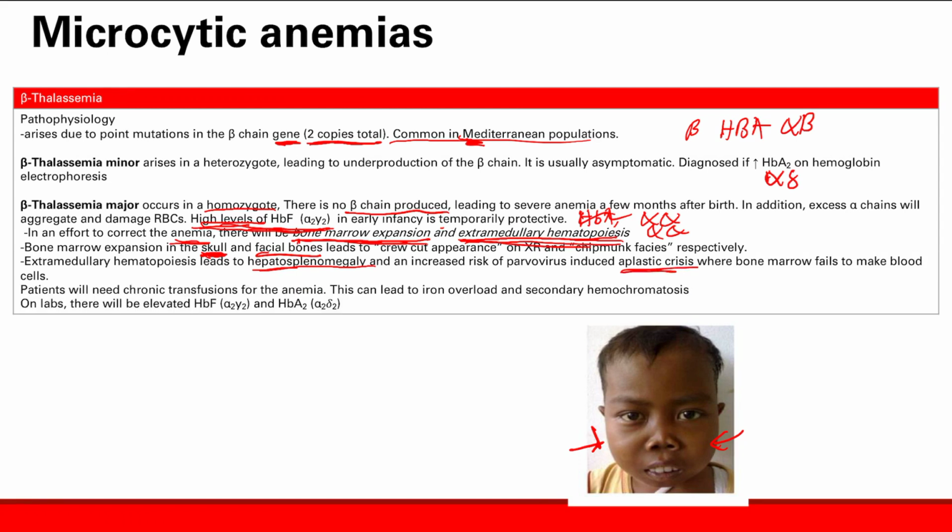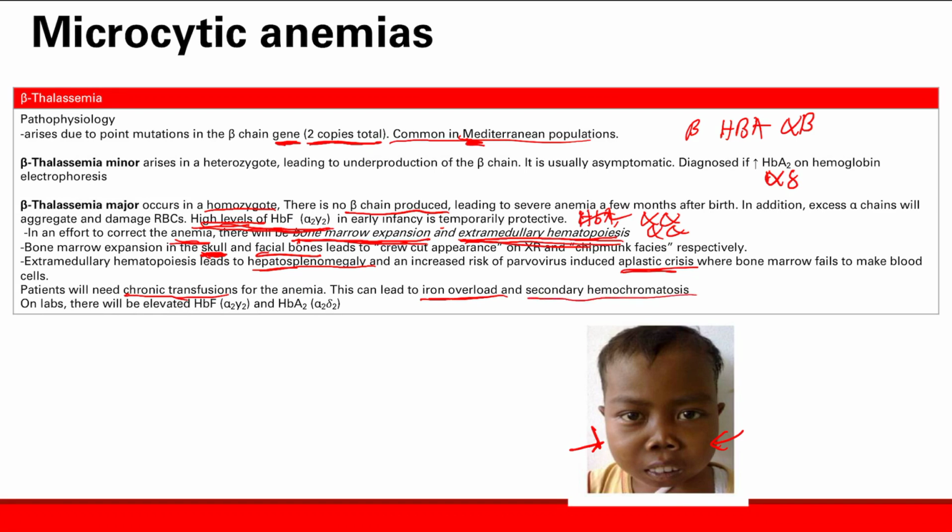Now these patients, they have severe anemia. The way you treat it, you have to give them chronic transfusions. You give them red blood cells because they're having problems making their own, so you give them transfusions for the anemia. However, with so many transfusions, you can risk iron overload, and you can get secondary hemochromatosis. Because each pack of red blood cells you're giving them has a ton of iron, a lot more iron than you would normally ingest. And so you're overloading them with iron.